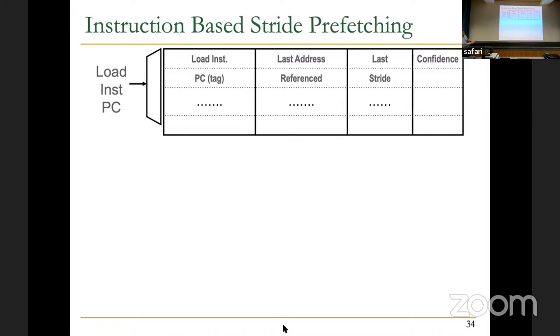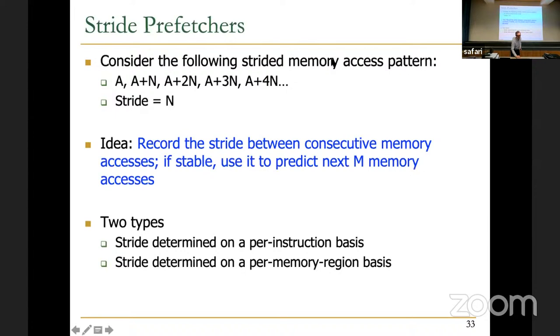It has a table over here. You basically record the instruction PC, tag it, and then you look at the last address referenced, and this is the last stride, and you have a confidence level. And then whenever you see a new address that's referenced, you subtract the last address reference from the new address reference, compute the current stride, and check if the current stride is equal to the last stride. If that's the case, then you increment the confidence level. And if the confidence level is above some threshold, you issue a prefetch that's far away. Let's say far away, meaning maybe it's A plus, I don't know, 28 or whatever, right? We're going to see that also.